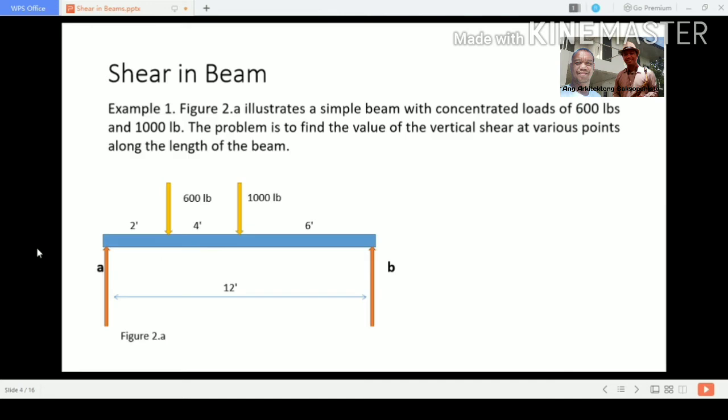Okay, so we have an example. We have a simple beam with concentrated loads of 600 pounds. 600 pounds is 2 feet away from RA, and 1,000 pounds 6 feet away from RB. So the problem is to find the value of the vertical shear at various points along the length of the beam.